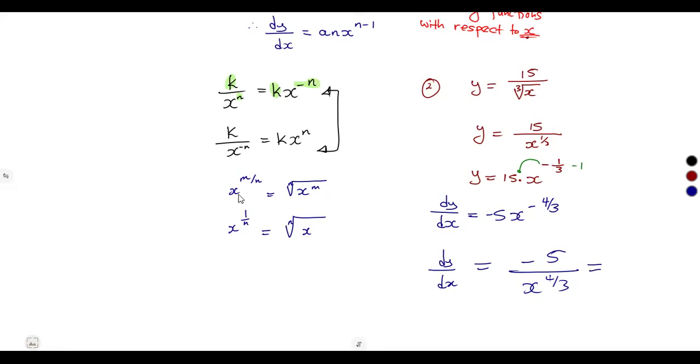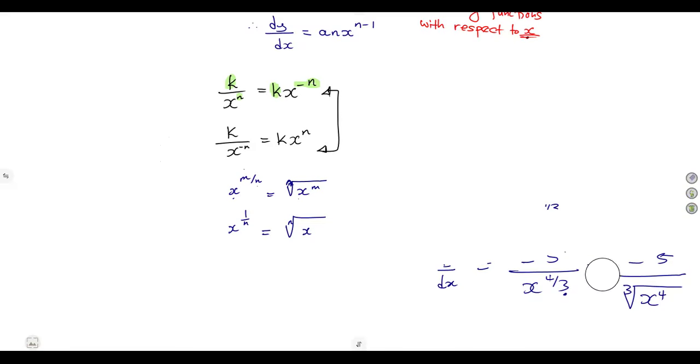So remember here, x to the exponent of m over n is the nth root of x to the exponent of m. So it's going to be minus 5 over what? The denominator is 3. So it's going to be the cube root of x to the exponent of 4 in its simplest form. Avoid negative exponents where possible. Write your answers in what? In surd form in your simplifications. So this is the idea.